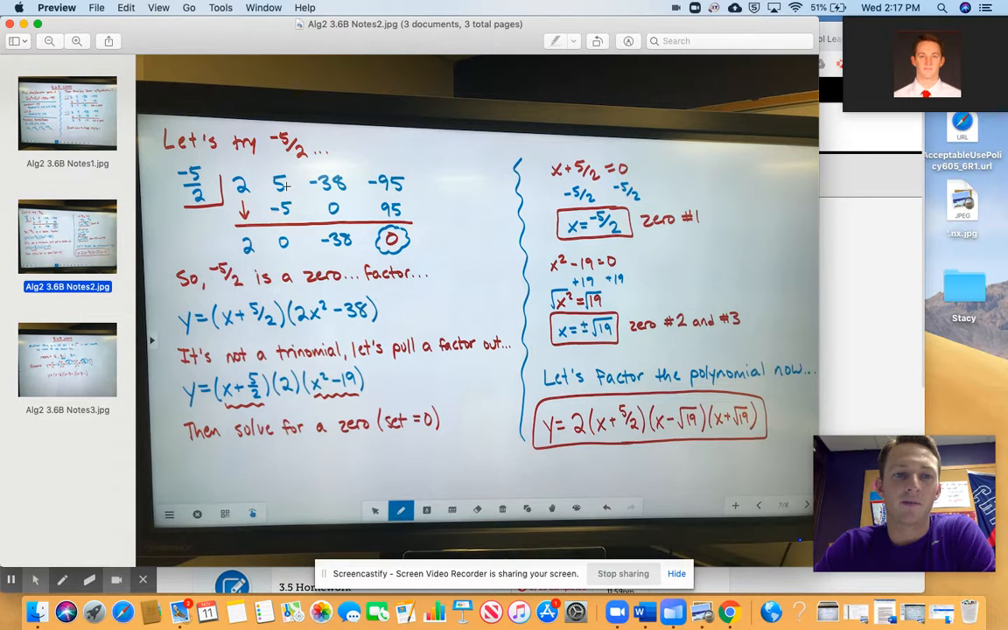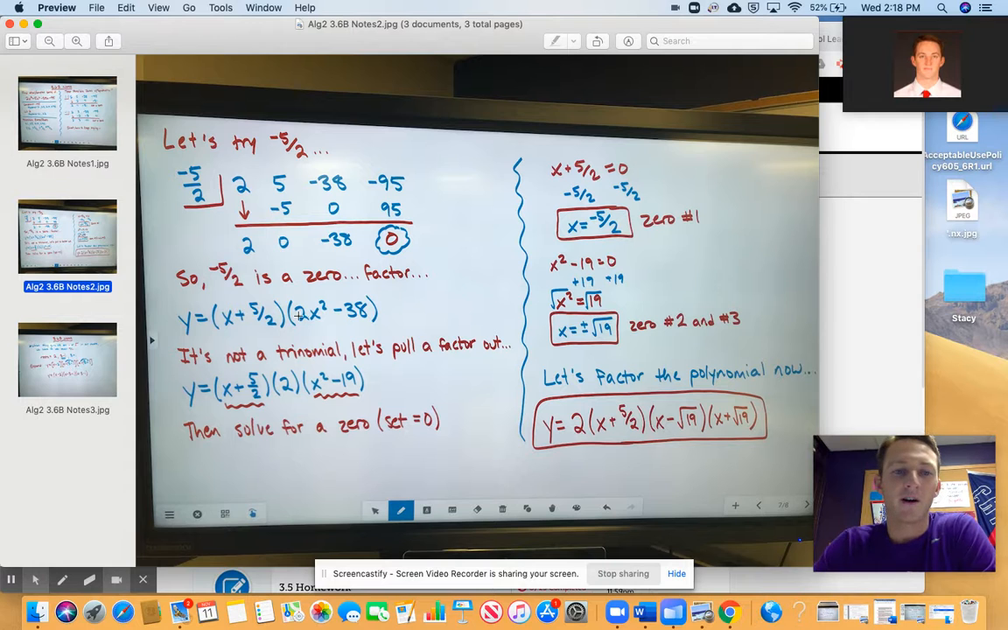Drop it down, multiply, drop it down, multiply, drop it down, multiply. We have opposite numbers. Negative 95 plus 95 is 0. Therefore, negative 5 over 2 is a 0. So when we factor this, we're going to pull out x minus negative 5 over 2. And when we subtract a negative, we have 2 minus signs back to back. That's a positive. Another way to think about it, it's just going to be x and then the opposite number of your 0. So x plus 5 over 2.